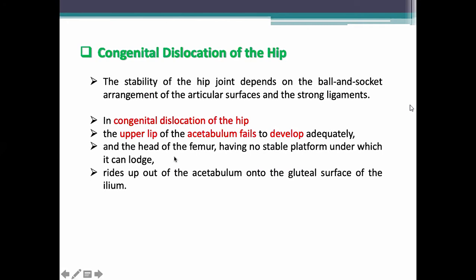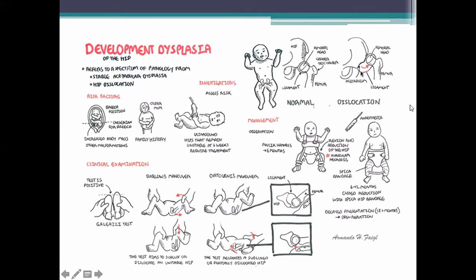Conditions of the hip joint. Number one is the congenital dislocation of the hip. The stability of the hip joint depends on the ball and socket arrangement of the articular surfaces and the strong ligaments. So in congenital dislocation of the hip, the upper lip of the acetabulum fails to develop adequately. So the head of the femur, having no stable platform under which it can lodge, rides up out of the acetabulum onto the gluteal surface of the ilium. So this is the defect in congenital dislocation of the hip joint.